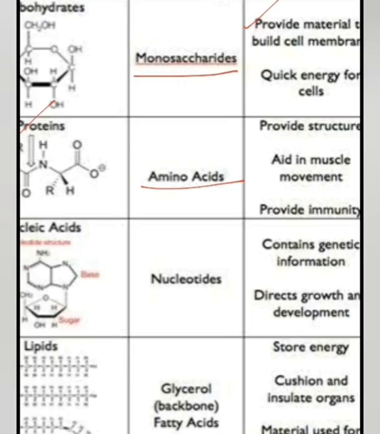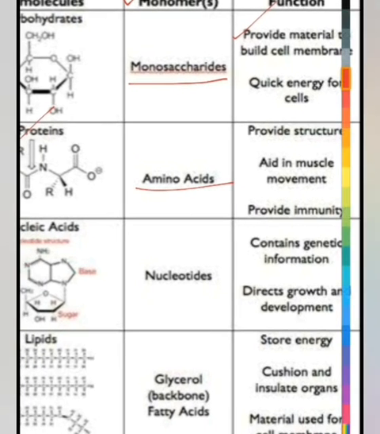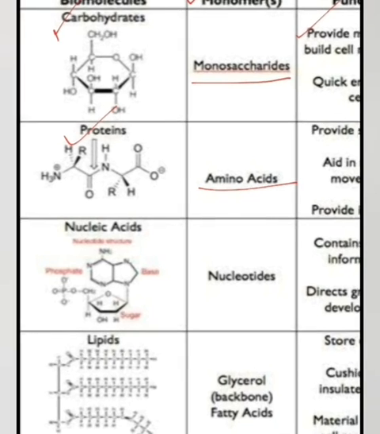Now what is the function of protein? Protein provides structure, aids in muscle movement, where aid means helps, and also provides immunity. So these are the three main functions of protein in our body.